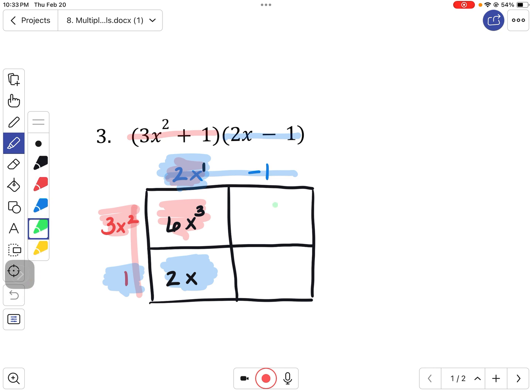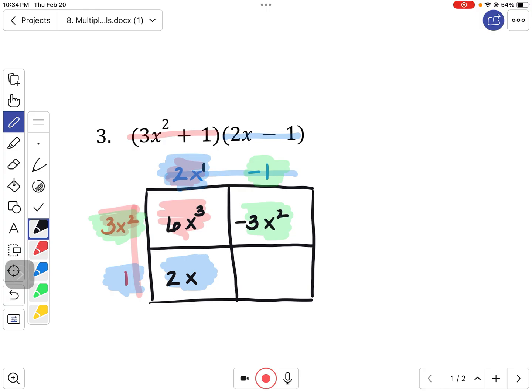Okay, now I want this box right here. So I'm going to go straight up outside the box and all the way to the left outside the box. My big numbers are 3 and negative 1. That's going to give me a negative 3. I have an x squared on the outside of the left, and I don't have anything with my negative 1, so that's just going to stay an x squared.